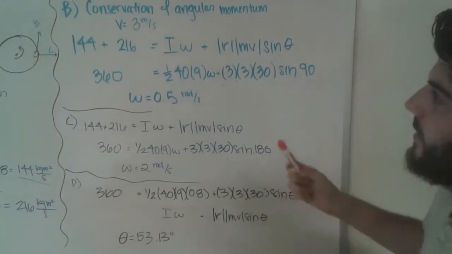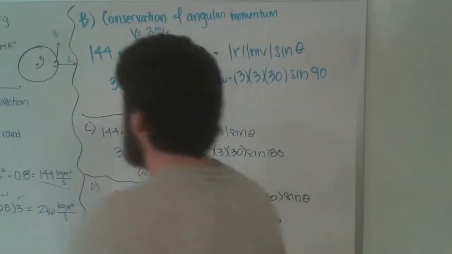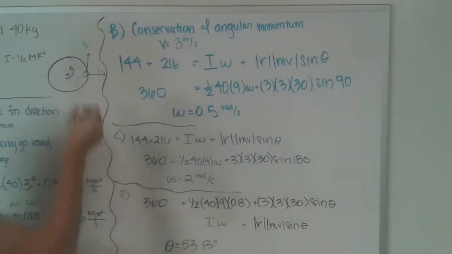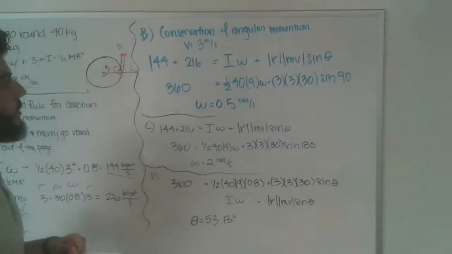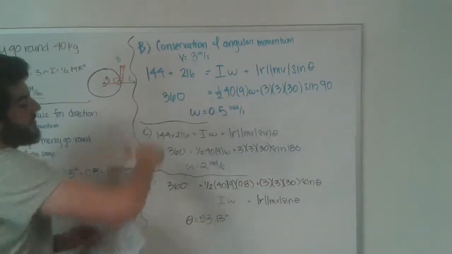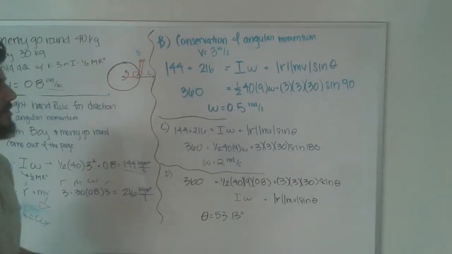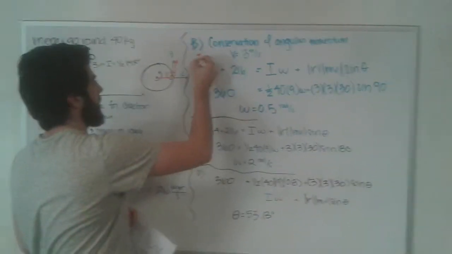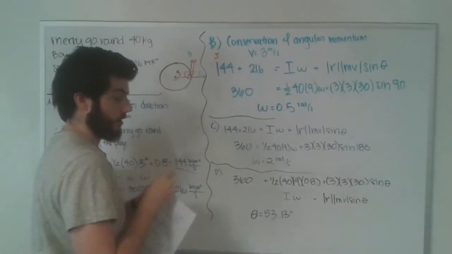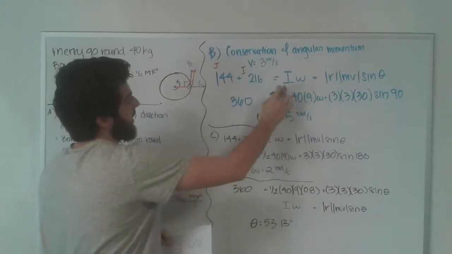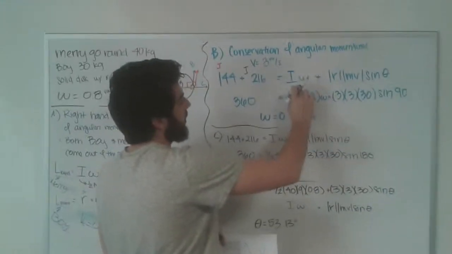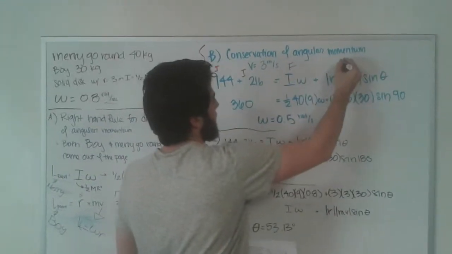That's it. For part B, we want to find the conservation of angular momentum. The boy jumps off in this direction right here, at a 90-degree angle, so we add a tangential velocity of 3 meters per second. We take the initial of our rigid object and the initial of the boy, add them together, and set them equal to the final of the rigid object and the final of the boy.